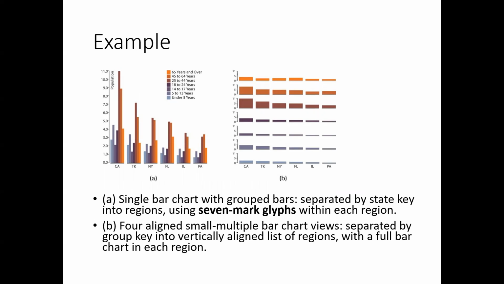So here's an example: a single bar chart with grouped bars separated by state into regions, using 7 glyph marks within each region. Then 4 small multiple bar chart views, separated by group key into a vertically aligned list of regions, with the full bar chart for each region. So again, we're taking that overview, and then we can see the details in part B.